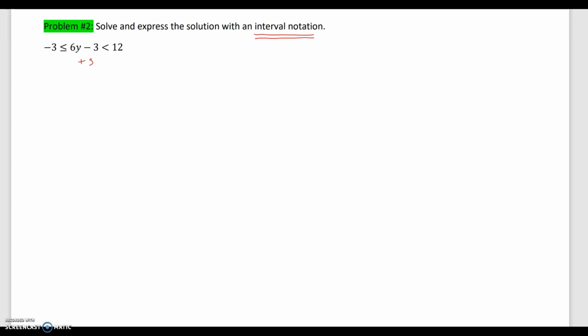So technically plus 3, and plus 3. This is going to give us on the lower bound 0 less than or equal to 6y and less than 15. And then at this point, we're going to be dividing by 6, and dividing by 6. So our inequality is going to be 0 less than or equal to y and less than 15/6.